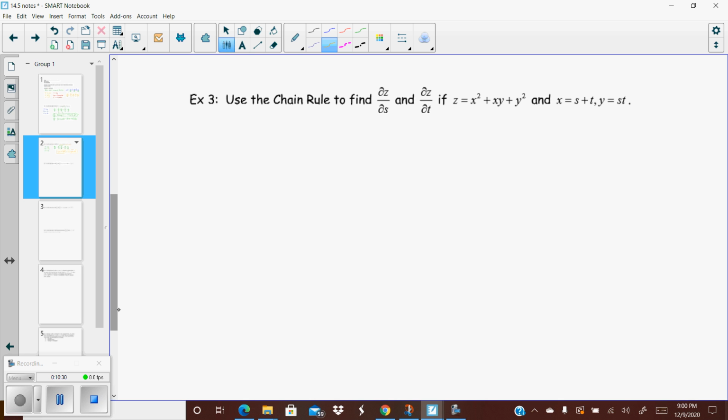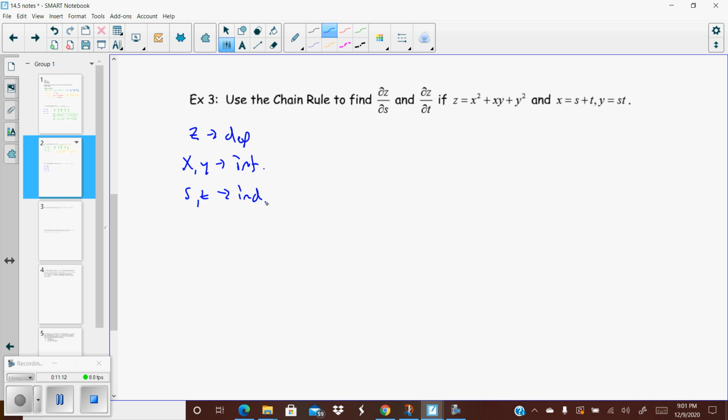Example number 3. Notice the difference here. We are trying to find the partial of z with respect to x and the partial of z with respect to t. And why is it that we're looking for that instead of fulls? Well, let's go ahead and list our variables. So we know that z is dependent. Okay, that's pretty obvious. Z depends upon x and y, so those are intermediate. Because x and y both depend upon two new variables, not just one. So s and t are independent. We have two independent variables here.